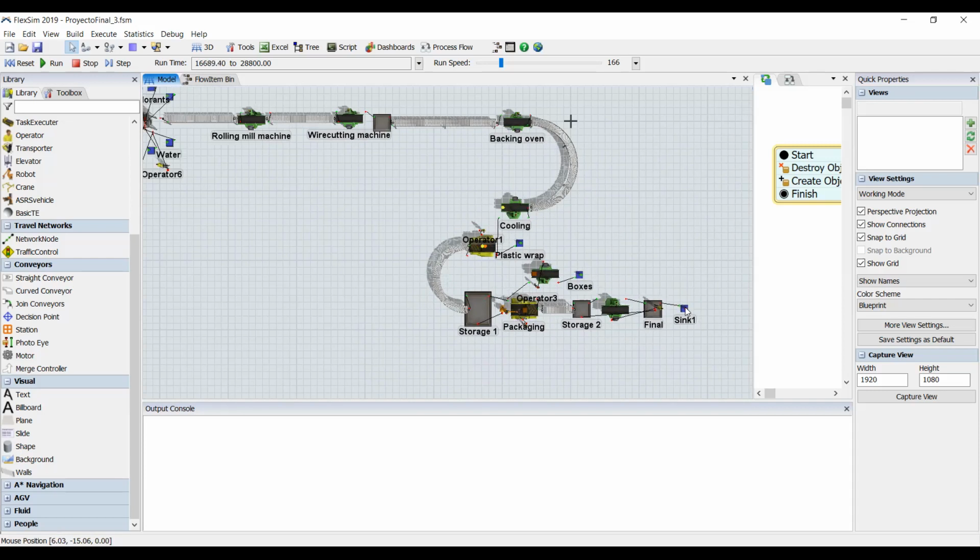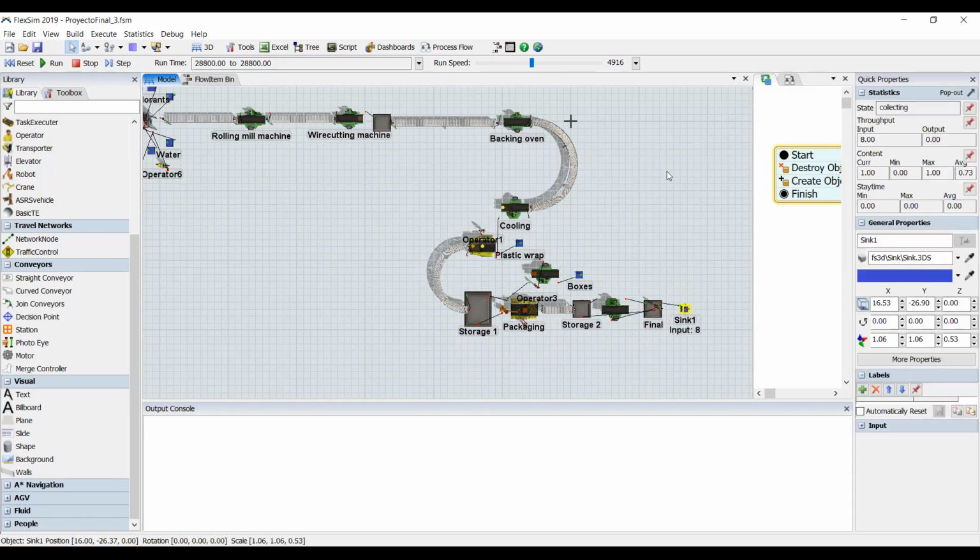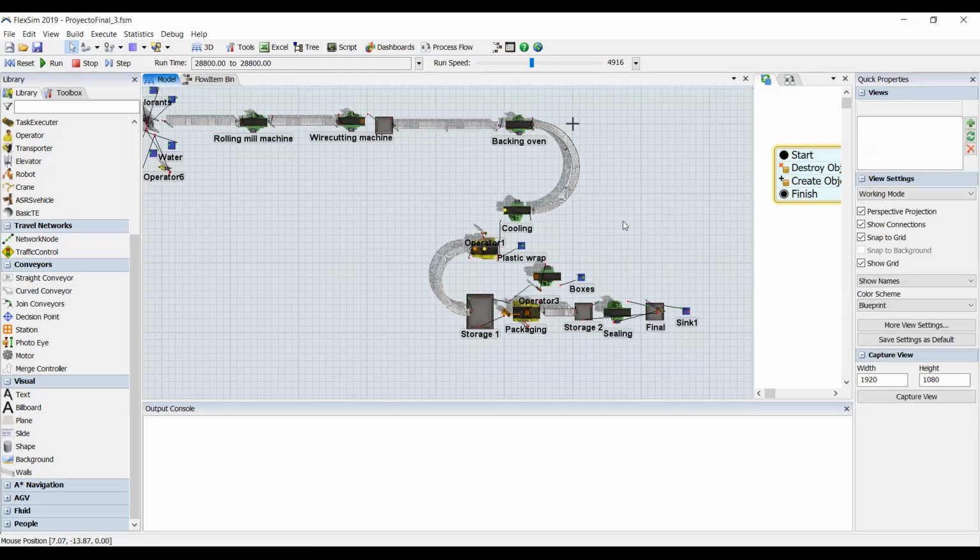And here on the sink, we obtain the final amount of boxes of cookies in a journey labor of 8 hours. So the final amount that we obtain in this case is 8 boxes in the 8-hour journey. So that should be it in this case.